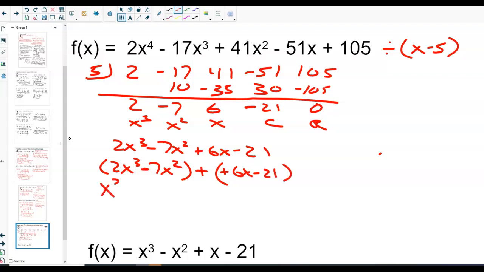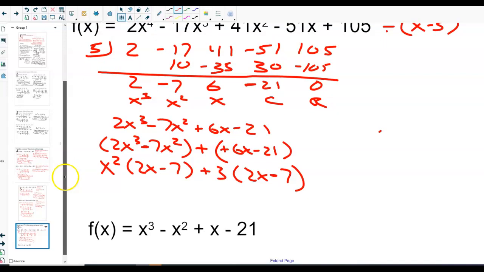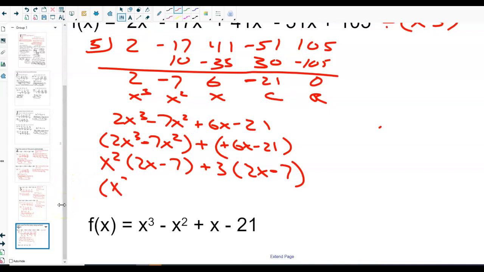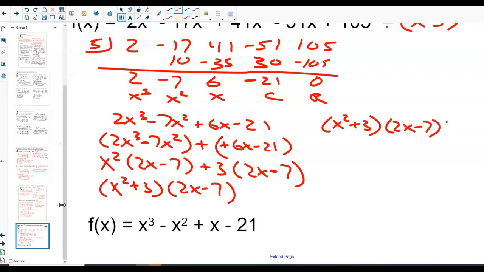So here I take an x squared out, and I'm left with 2x minus 7. Here I need to take a 3 out, and now I'm left with 2x minus 7. And now my factoring here, x squared plus 3 times 2x minus 7. Now to get my zeros, I do need to include my given factor. So I'm going to write x squared plus 3, 2x minus 7, and x minus 5, okay, as my 3 factors here.